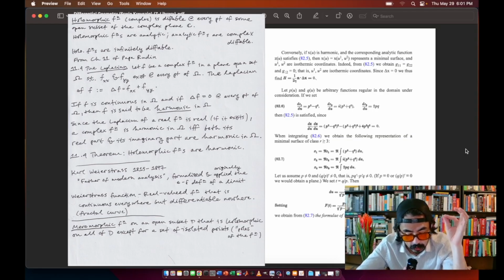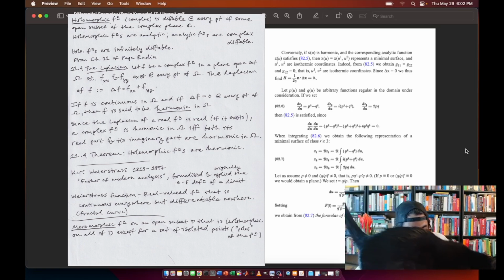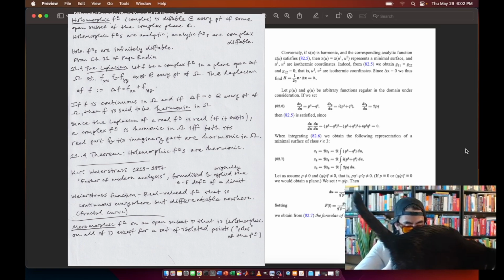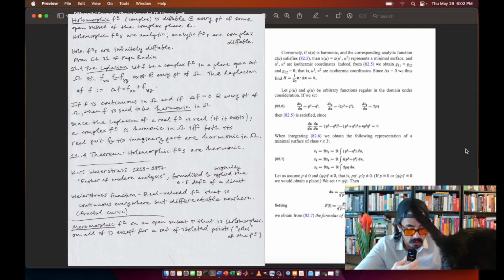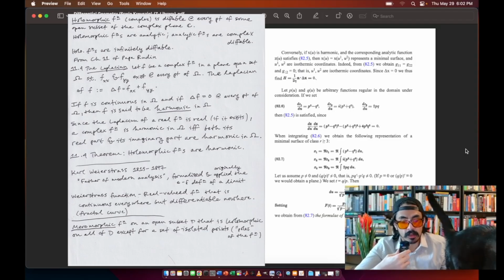A holomorphic function, that is to say a complex function, is one that is differentiable at every point of some open subset of the complex plane. Holomorphic functions are analytic, and analytic functions are complex differentiable. Therefore, holomorphic functions are infinitely differentiable. So that's a very nice property. If you know your function is holomorphic, that would be an incentive to try and show it, because then you get that infinite differentiability.